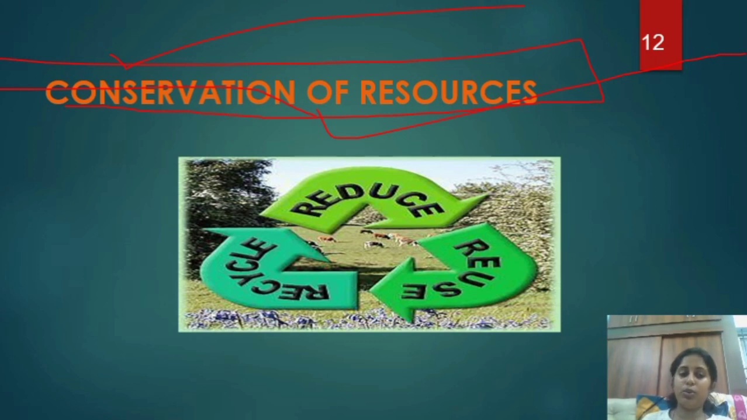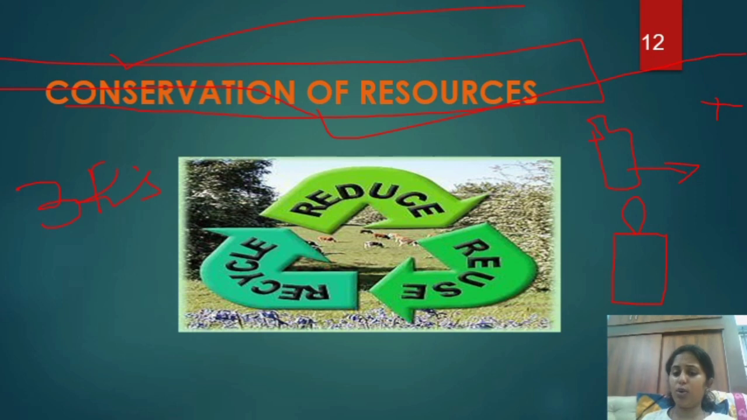I think in lower classes you have been introduced to the 3 R's, that is reduce, reuse and recycle. You can take a plastic bottle, my dear students. First, you should reduce using plastic bottles. Instead, carry a steel bottle. Even when it comes to plastic bags, don't wait for the plastic bags that will be given in the shopping malls.